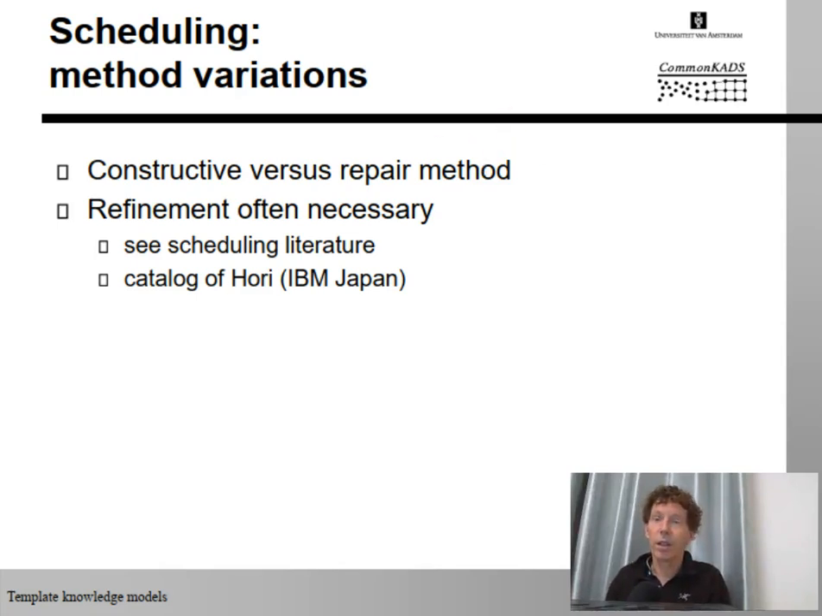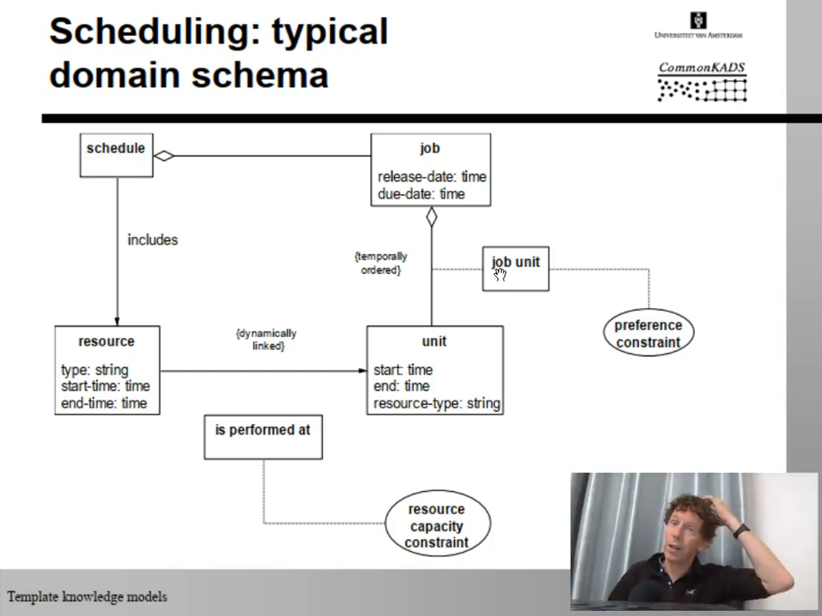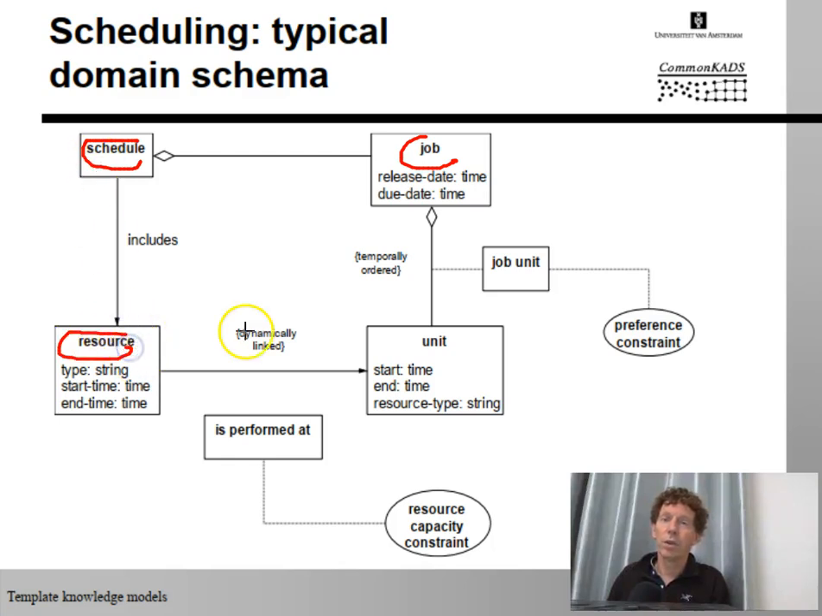And again, just as for design by Enrico Motta and diagnosis by Richard Benjamins, there is an entire catalog of scheduling methods by Hori from IBM in Japan. And here is finally the domain schema for scheduling, right? All the things that you expect to see here. A schedule made out of jobs, schedules that use resources, and units that together form a job.